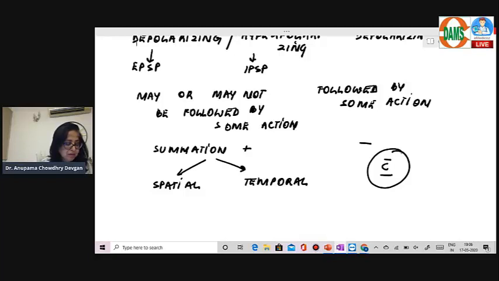What does all or none mean, Saurabh? Either you will get the complete action potential or you will not get it. All, complete, or none. Okay? Madhumita, I'll explain the subthreshold stimulus to you.